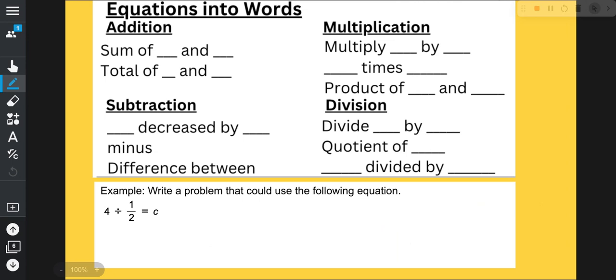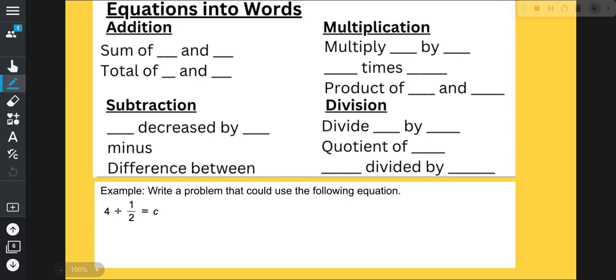Multiplication might say multiply blank by blank, blank times blank, the product of blank and blank. Remember, product means multiplication answer. Sum, addition answer. Difference, subtraction answer. And quotient of, that would be a division answer. So for division, divide blank by blank, the quotient of blank divided by blank. So those are all different ways we could say a problem.